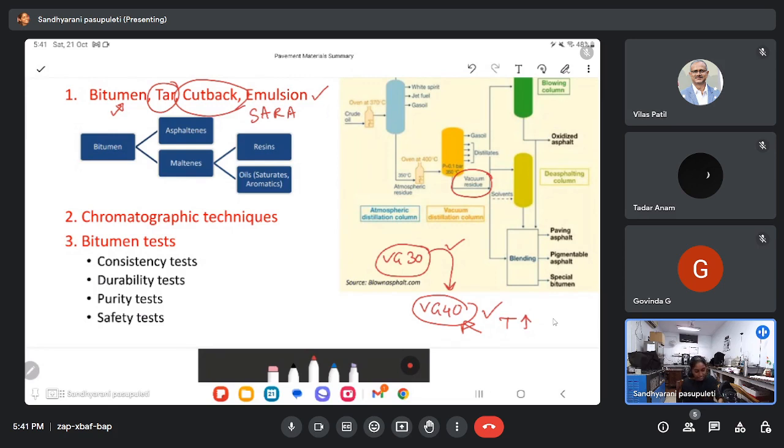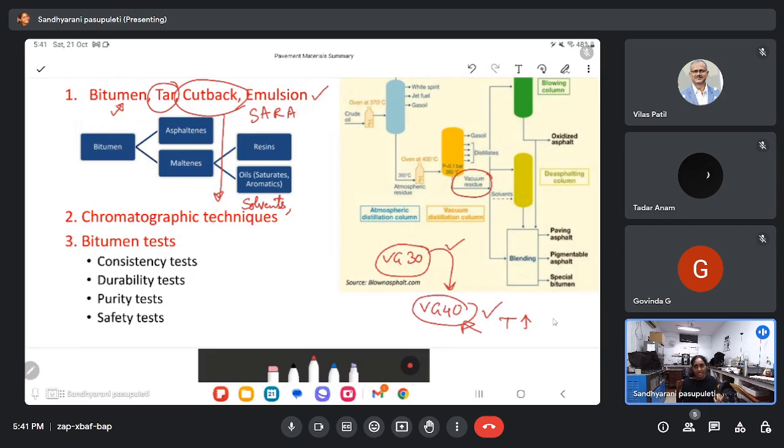In those cases, cutback is another type of bitumen. That means we are converting the bitumen into another form. So we will be adding some solvents like kerosene, naphtha, and other solvents. So temporarily, the bitumen viscosity would be reduced. It's reducing to lesser viscosity.